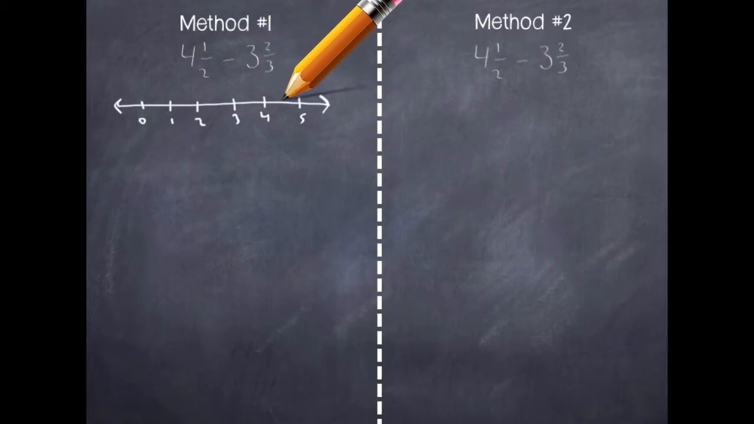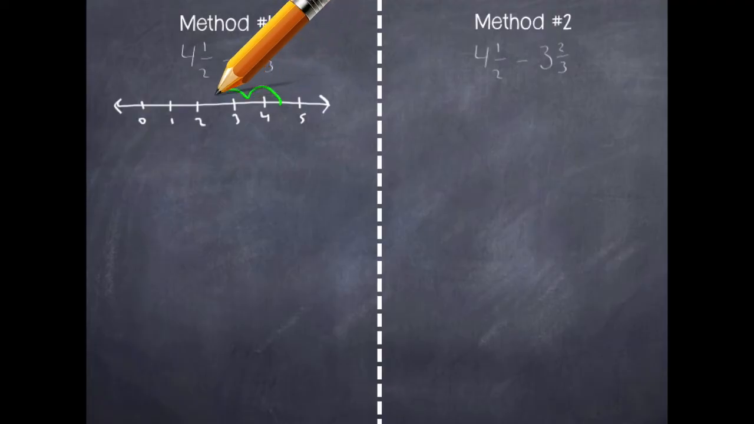So I have 4 1/2 minus 3 2/3. I'm actually going to represent 4 1/2 right here. Well, let me grab a different color. 4 1/2. It's going to be right here, right about halfway in between. And from that 4 1/2, I'm actually going to start by subtracting the whole number first. So I'm going to subtract 3. So this would be 1, 2, 3. So it would put me right here at 1 1/2.